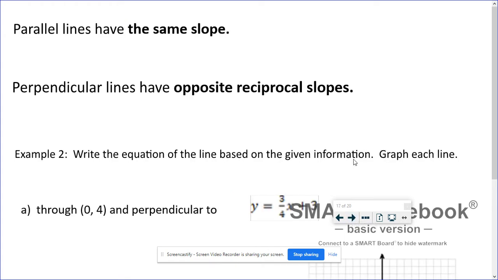Now we're going to look at a couple special cases. So first, recall that parallel lines, 2 lines that are parallel have the same slope. And 2 lines that are perpendicular have slopes that are opposite reciprocals. Okay.